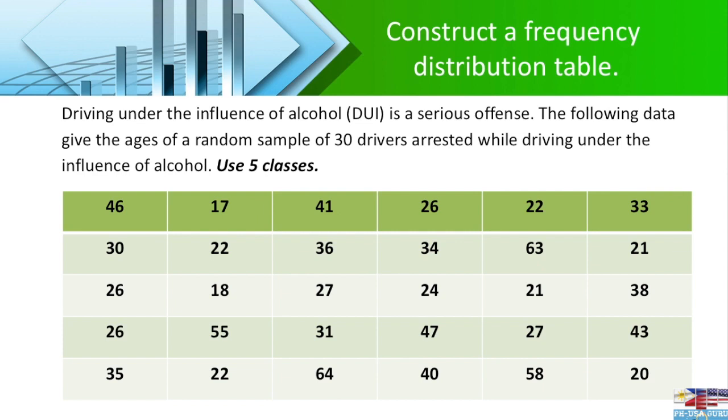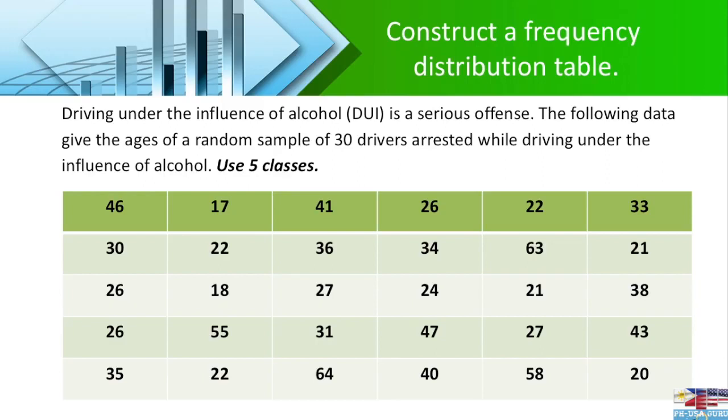Given the following data, this data is about driving under the influence of alcohol, which is a serious offense. The following data gives the ages of a random sample of 30 drivers arrested while driving under the influence of alcohol. Use 5 classes. 5 classes is given, and that is our K.